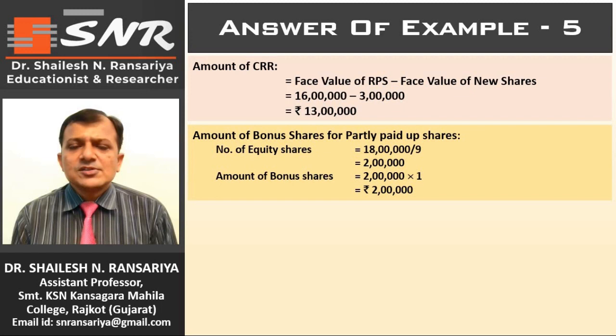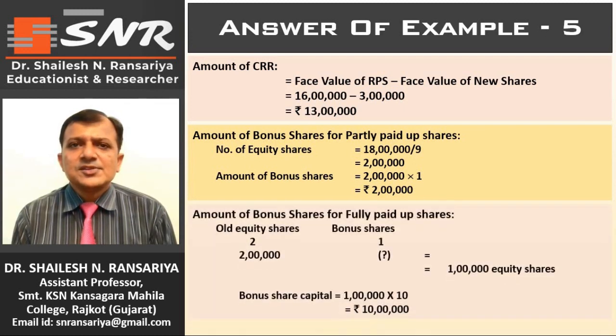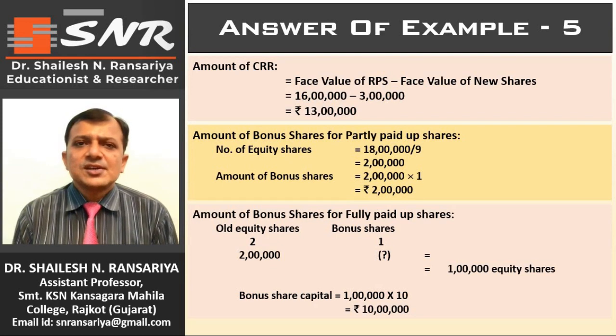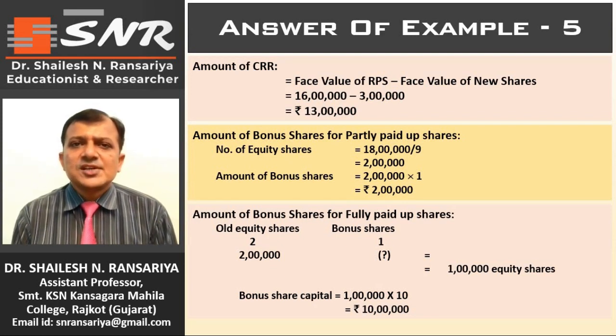Amount of bonus share is equal to 2 lakhs multiplied by per share call amount 1. So rupees 2 lakhs is the amount of bonus shares for the fully paid up equity shares. Here the company has issued one bonus share against two equity shares. So present equity shares 2, bonus share 1.